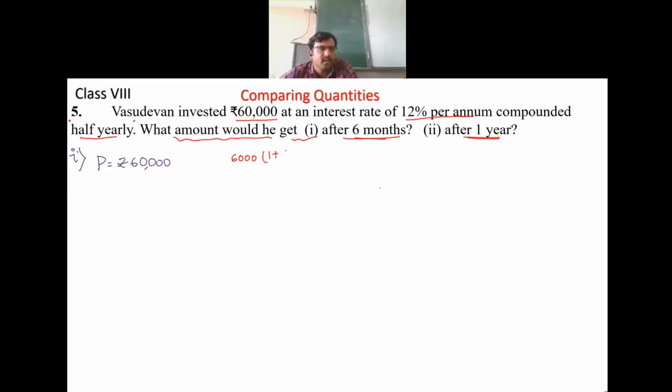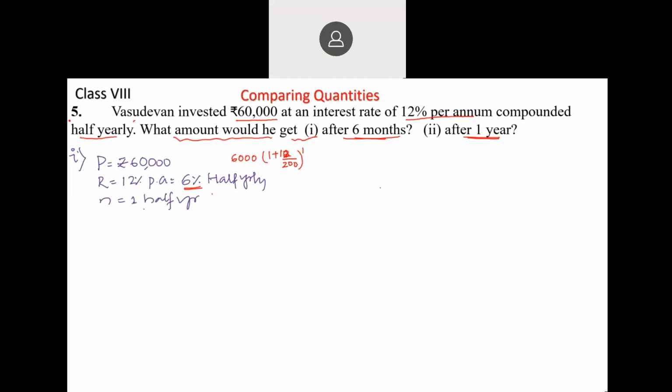Sir, we can do the same, 60,000. 6 by 100 you can take, or else you have to take 12 by 200 to the power 1. I have used the other formula. I have taken the rate of interest by 2. It has become 6%, and the number of half years is 1.